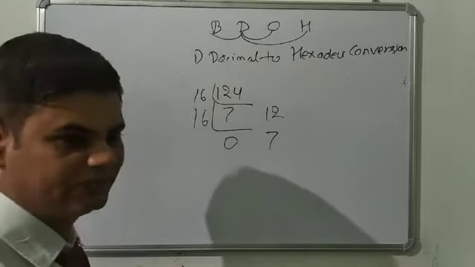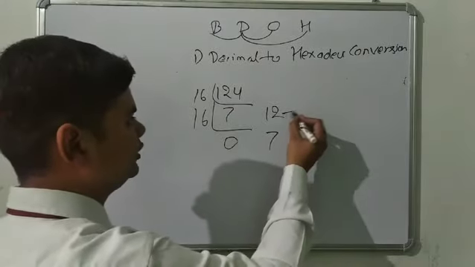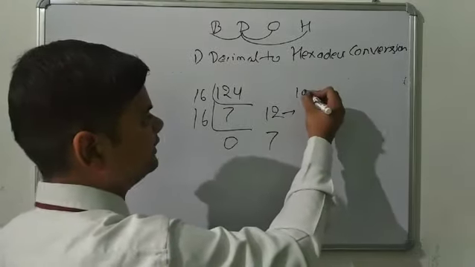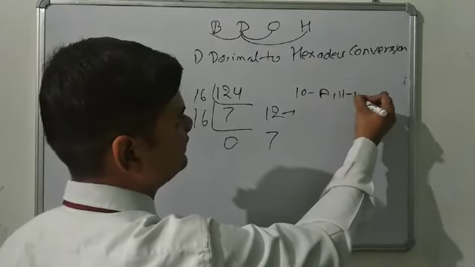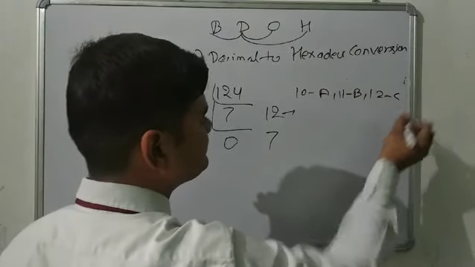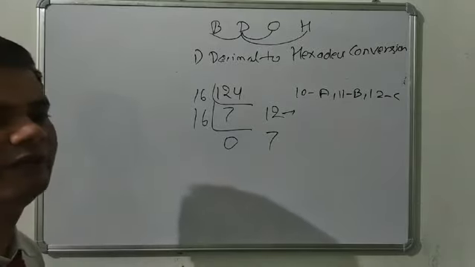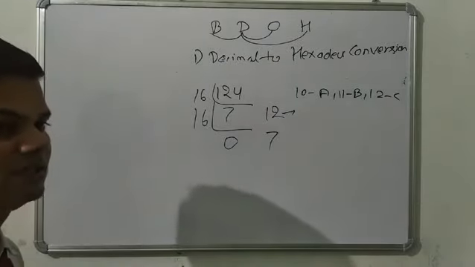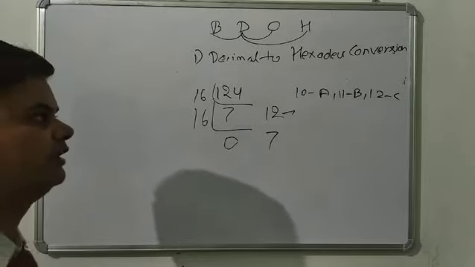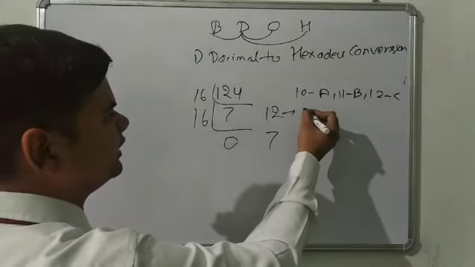The 0 we use just like a 0, but the remainder 12 is different. We represent 10 by A, 11 by B, and 12 by C. So in a hexadecimal number we don't write 10, 11, 12, 13. Instead of these numbers we have to write the alphabet. So instead of 12 we write C.